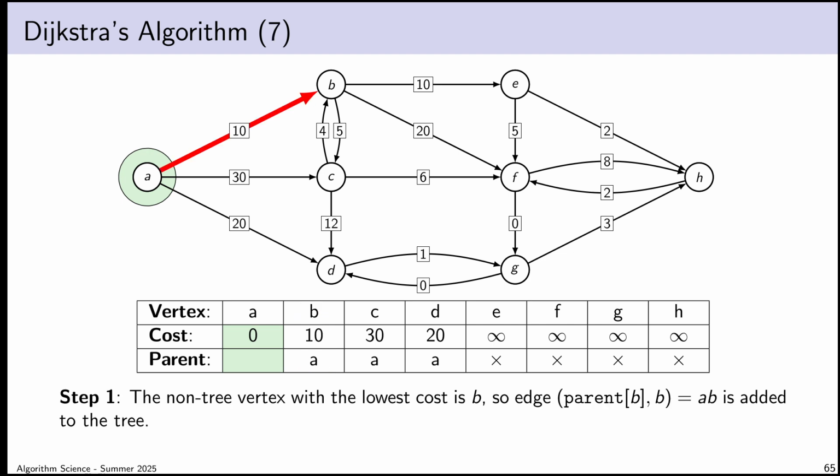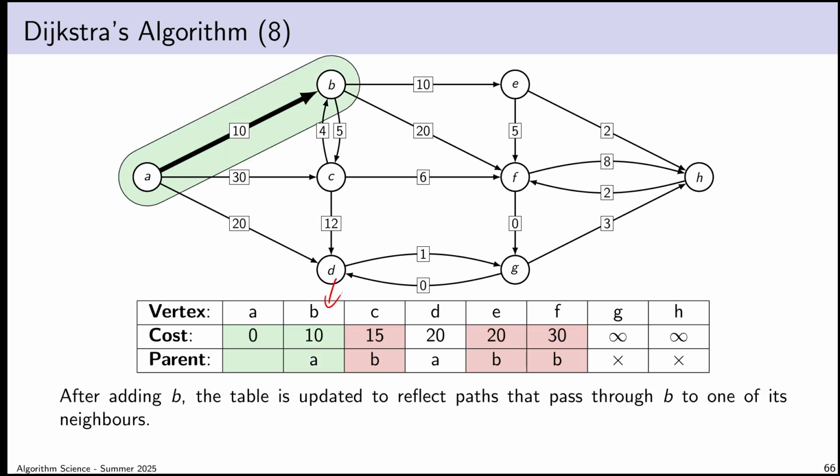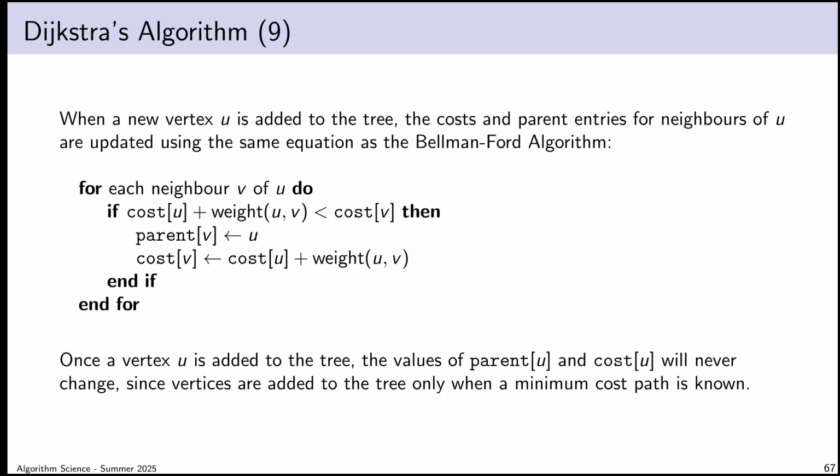Okay, step 1. At this point, the non-tree vertex with the lowest cost is vertex B. So the edge that I want to add is the edge between A and B. I add that edge to the tree, and then I bring vertex B in. Vertex B gets locked in. I then relax the edges from B to each of its outbound neighbors, and this results in me updating the table. So the cost of travel to C is now 15 along the edge BC. The cost of travel to E and F are now 20 and 30 respectively. And then I'm done with my iteration, and I go looking for the next one.